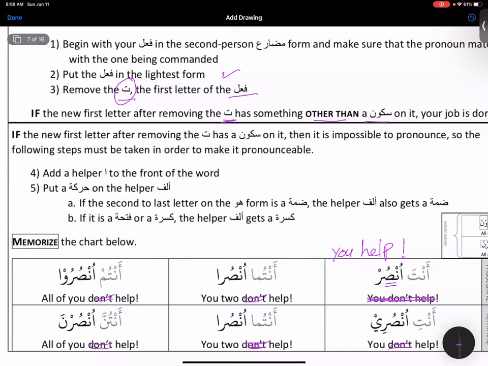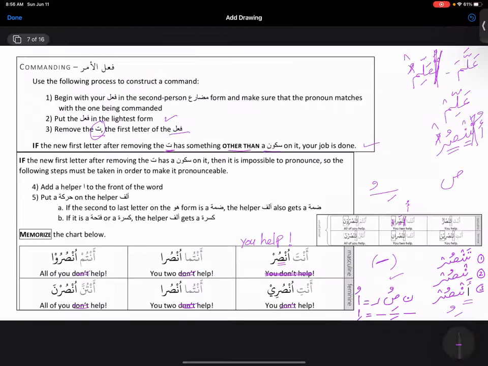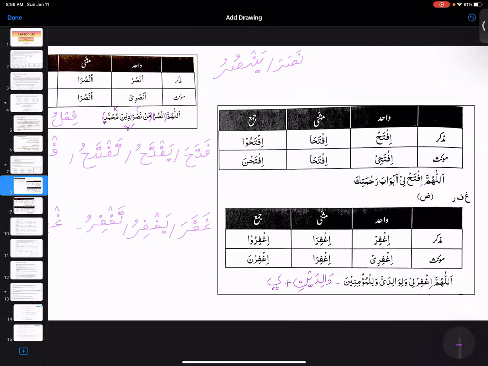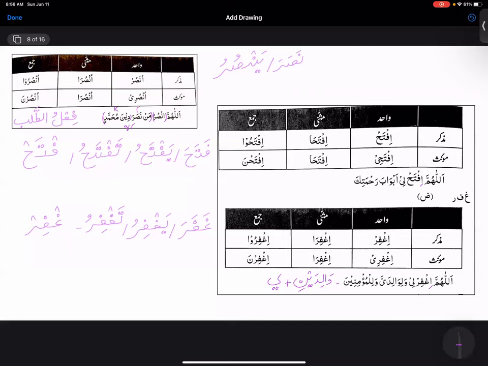Okay, so we need to memorize that. Whenever you are working on commanding, then inshallah that memorizing would help you. So now let's see some examples over here. We did this one. Okay, now over here.